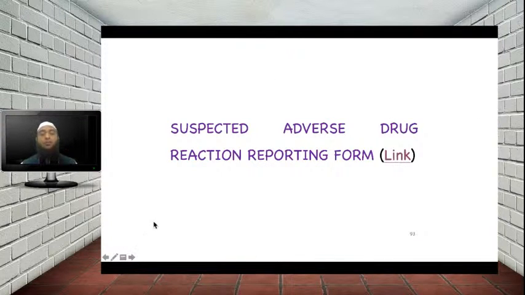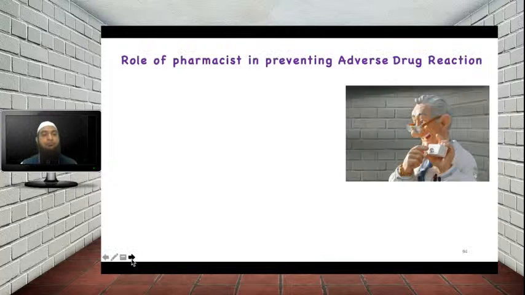I will just give you a highlight of the form which is given by the Pharmacovigilance Program of India. Let's see the role of pharmacists in preventing adverse drug reactions.